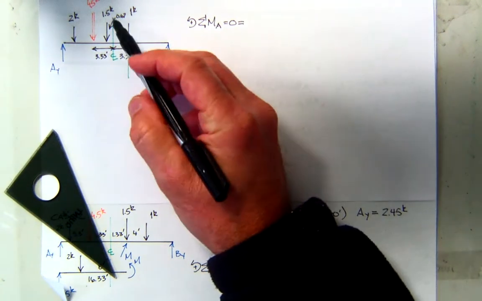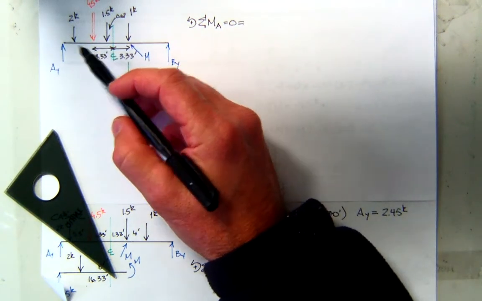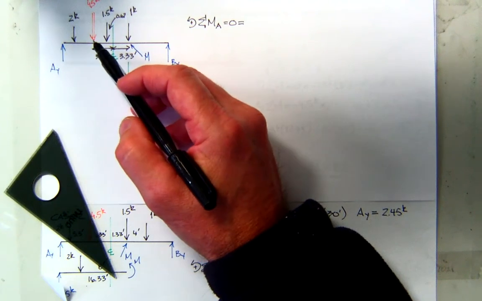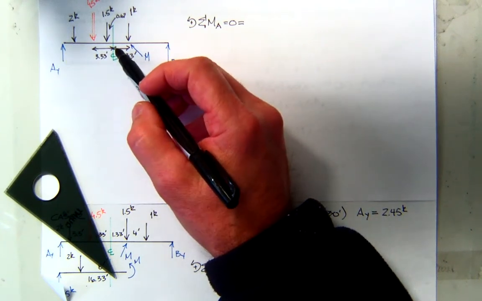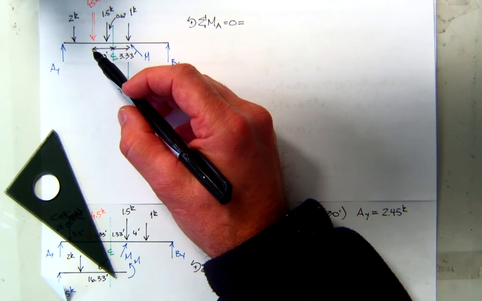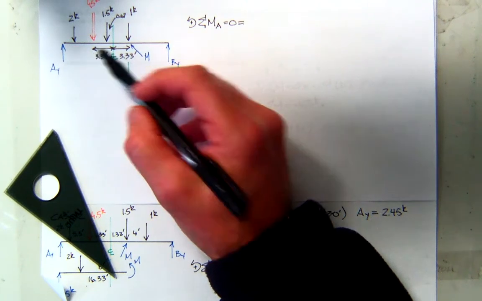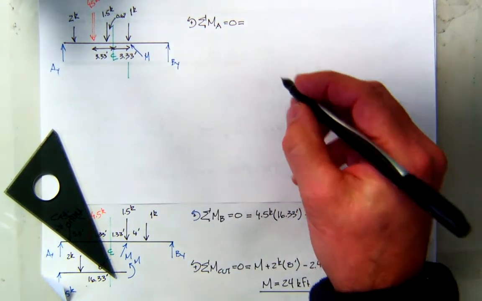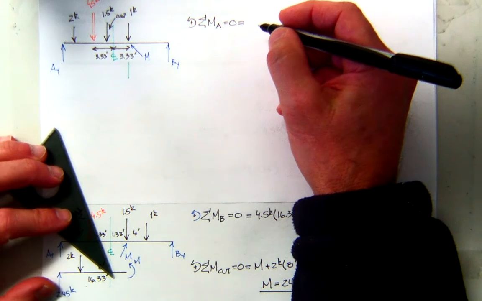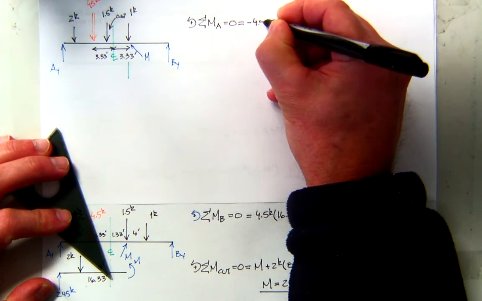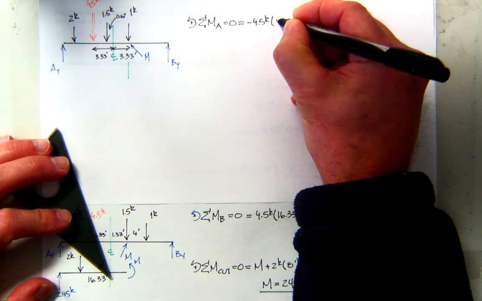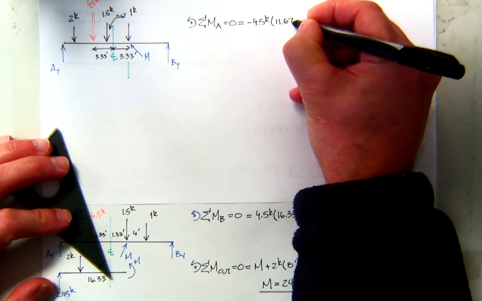And again, I'll just use the resultant force. So what's the distance from A to the resultant force? Well, the distance from A to the center line is 15, and then I back off 3.33. So that should be 11.67? So about A, this is going to create a negative moment, 4.5 kips times 11.67 feet.